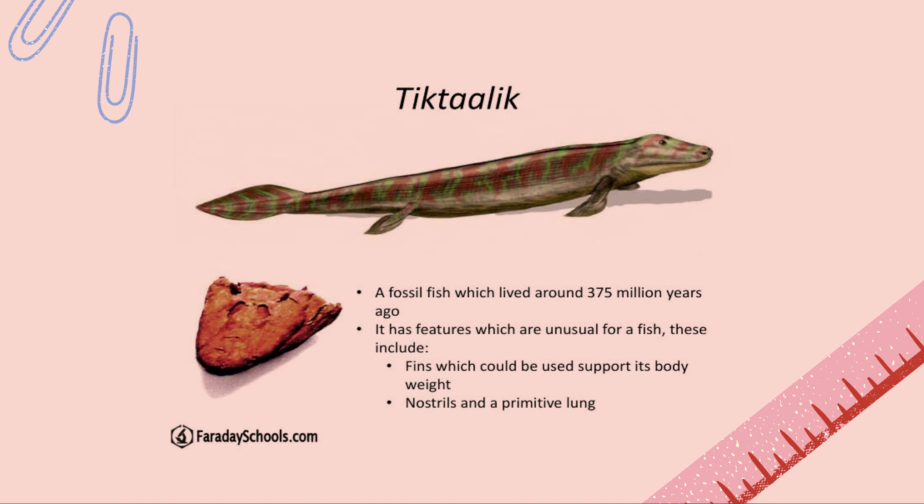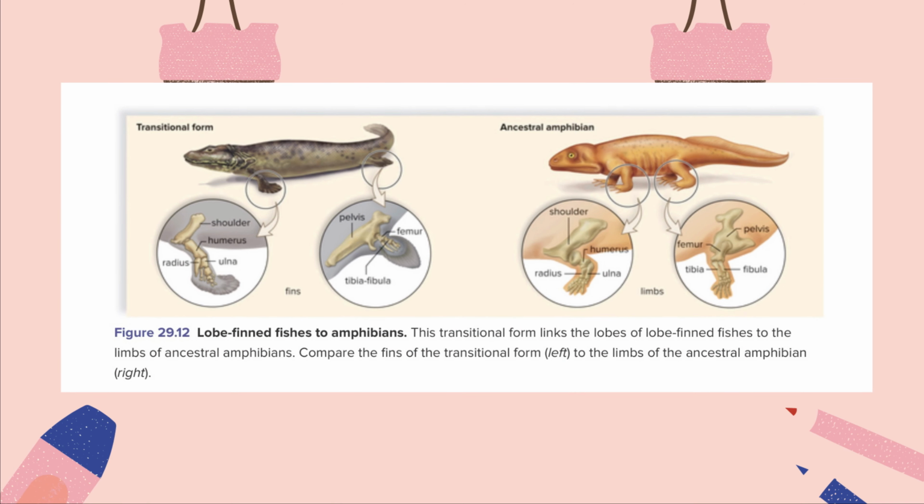Tiktaalik's big and strong fins supported its body weight. It also has nostrils and a primitive lung for it to breathe air. Now, let's look at the figure in our textbook, page 550. The shoulder, humerus, radius, and ulna of loop-finned fishes are small. In amphibians, the shoulder structure is bigger, which provides stronger support. It also has a larger humerus, radius, and ulna, and developed fingers.